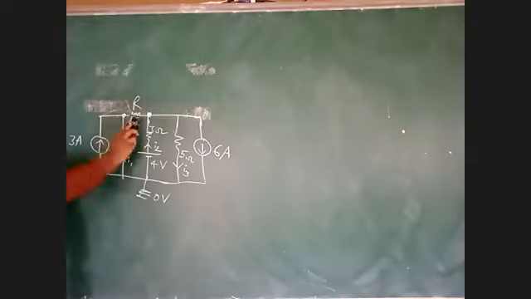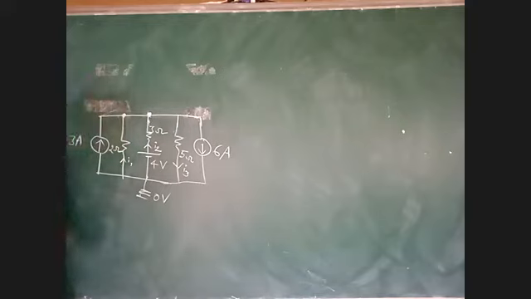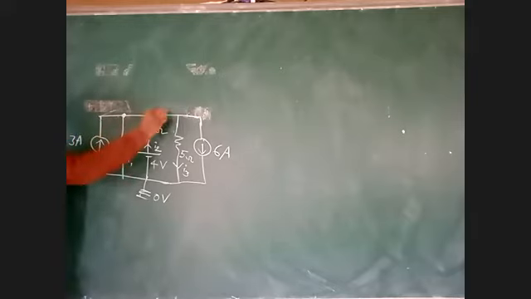But if there is no resistance here, all are connected to a single point. Here the entire line is short circuited. Nothing is there in this line. Suppose if I connect resistance here, then also two nodes will be there.